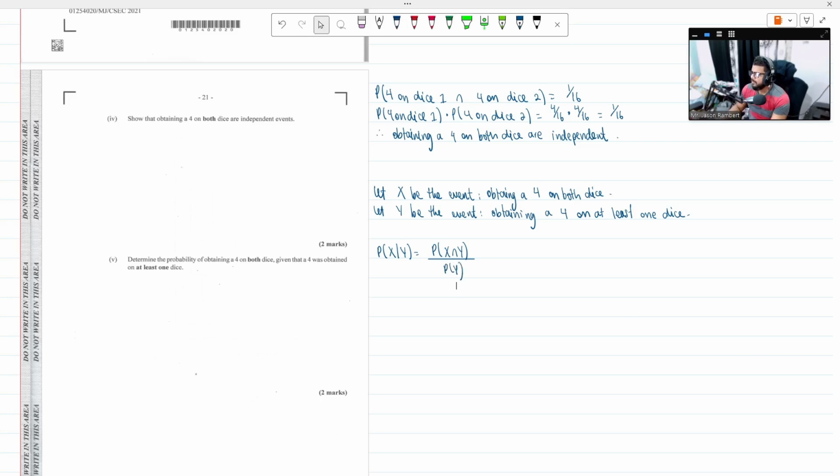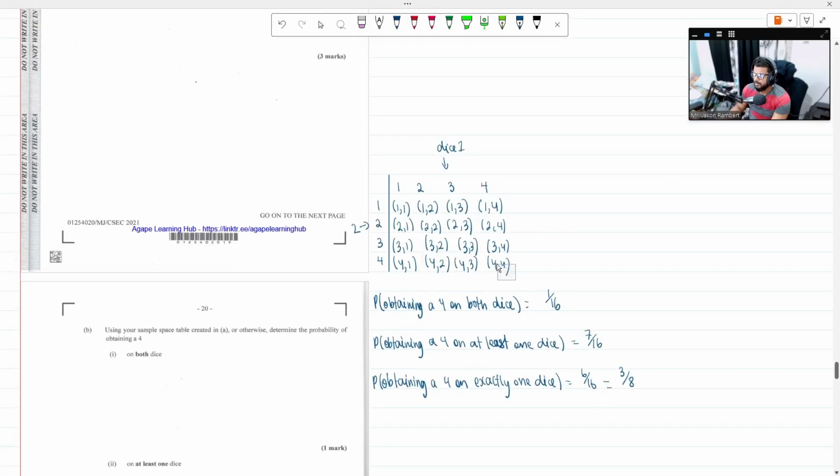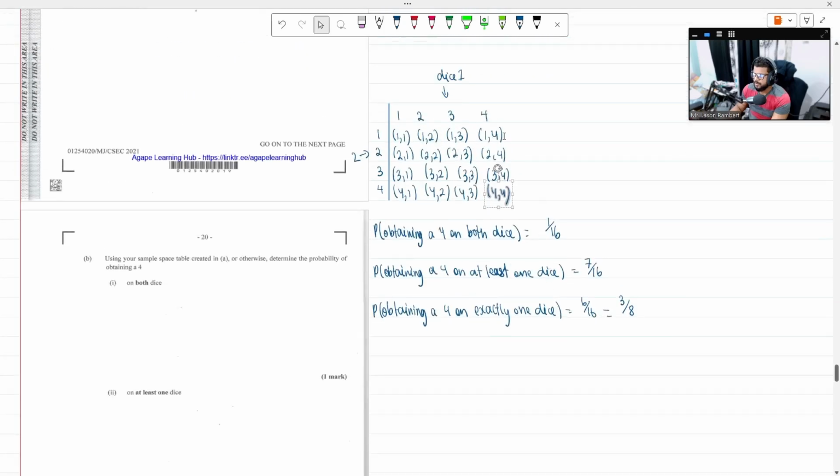Now, X intersect Y is going to be getting a 4 on both dice and obtaining a 4 on at least one dice. Determine the probability of obtaining a 4 on both dice, given a 4 on at least one dice. So the 4 on both dice intersect 4 on at least one dice. At least one dice is going to be all of these here.